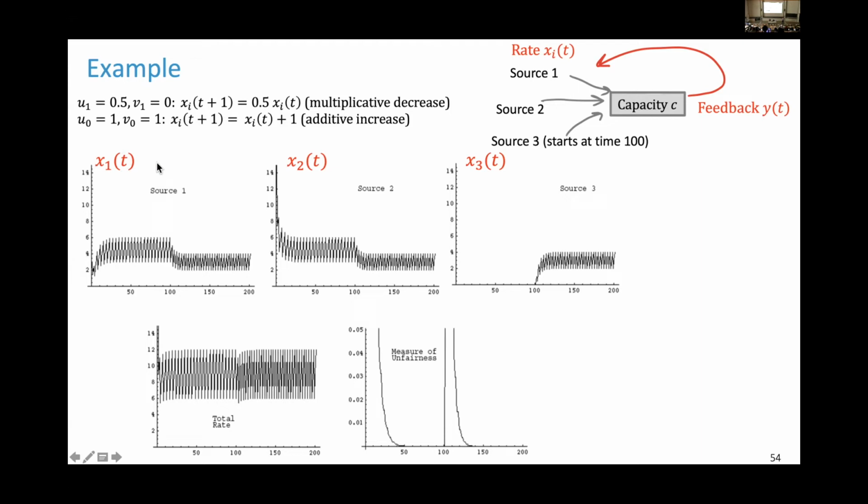Here I'm plotting the rate of each source. So this is the rate of x1, x2, x3, and the x-axis is time. Well, first x1 starts at a small value, x2 starts at a higher value. We are above the capacity. They both receive a negative feedback. They decrease their rate. Now we are below the capacity. They receive positive feedback, so they increase their rate. And after a number of iterations, they converge to more or less the half of the capacity, which is 10 here.